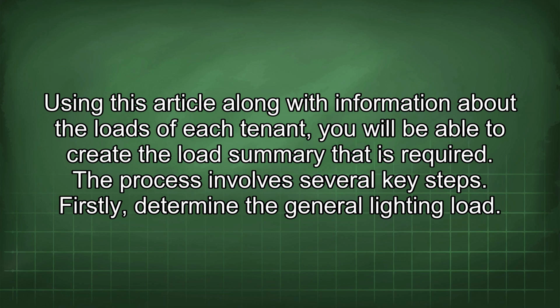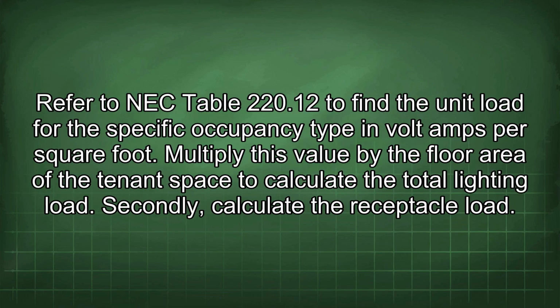Firstly, determine the general lighting load. Refer to NEC Table 220.12 to find the unit load for the specific occupancy type in volt amps per square foot. Multiply this value by the floor area of the tenant space to calculate the total lighting load.